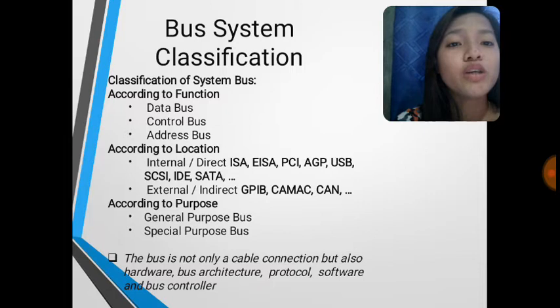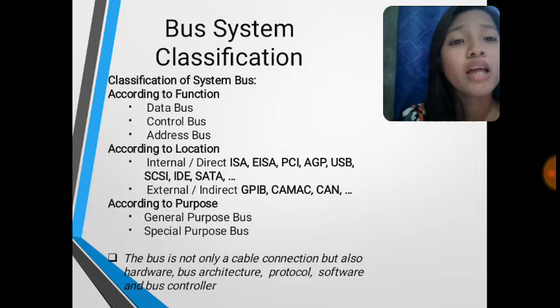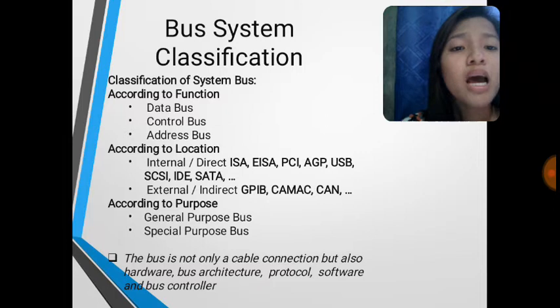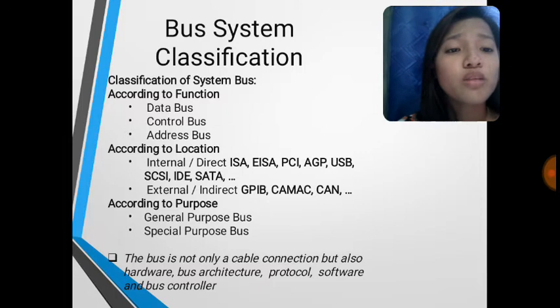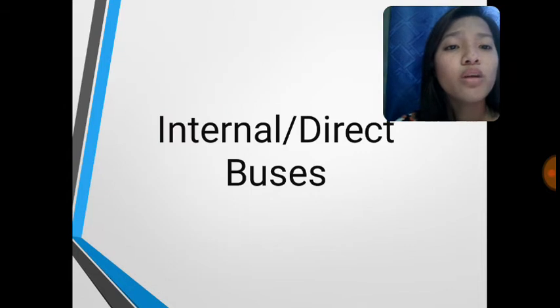Bus classification. Classification of buses is according to function, according to location, and according to purpose. According to function, there are data bus, control bus, and address bus. According to location, internal direct and external indirect. According to purpose, general purpose bus and special bus. The bus is not only a cable connection but also hardware bus architecture, protocol, software, and bus controller.